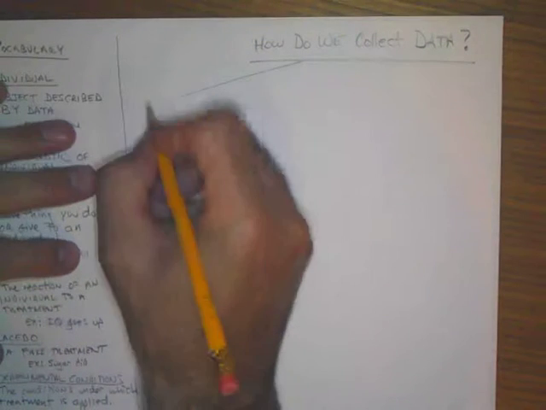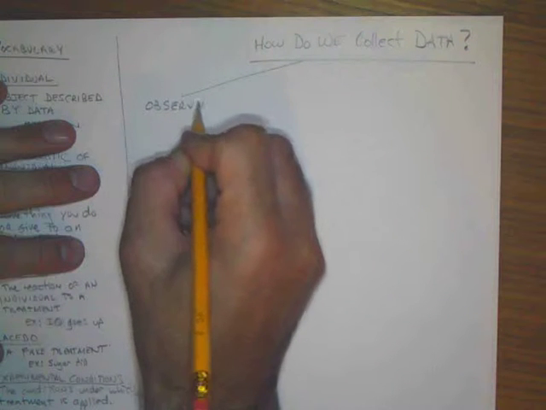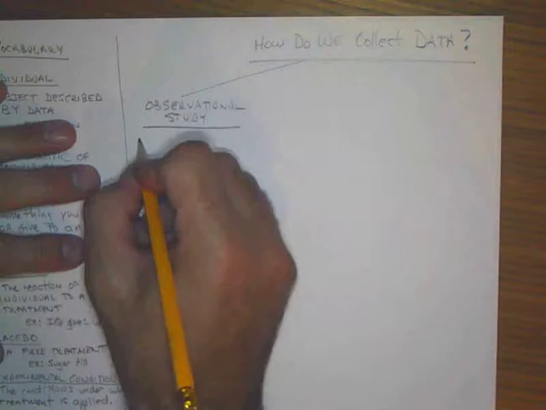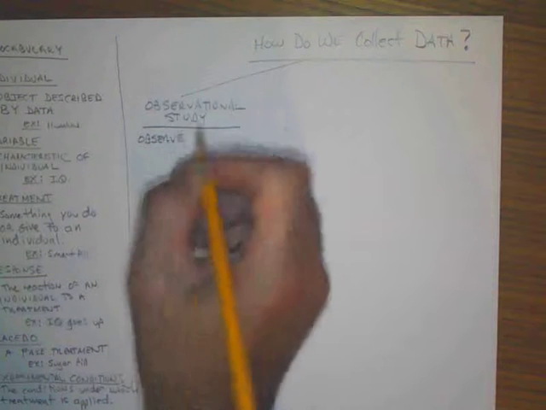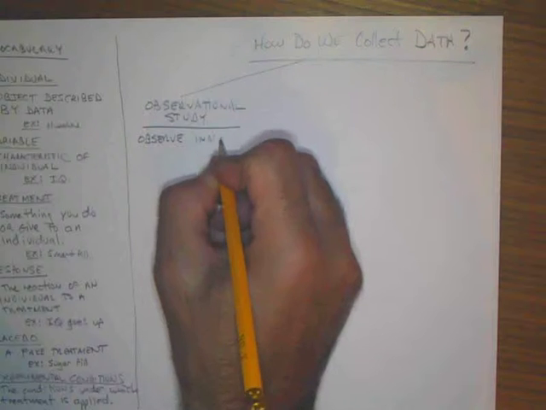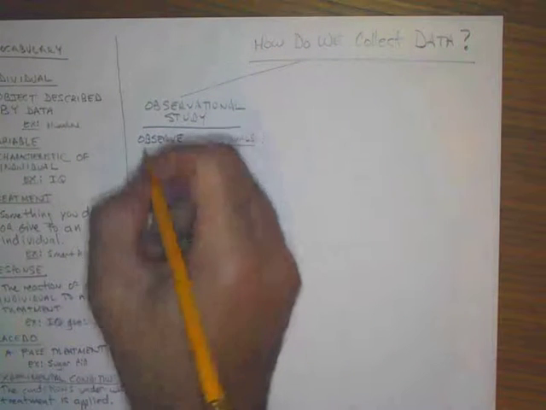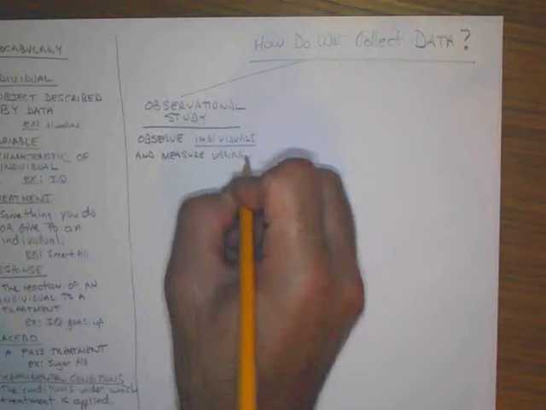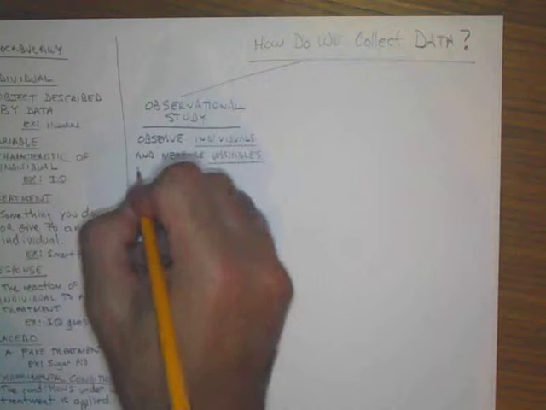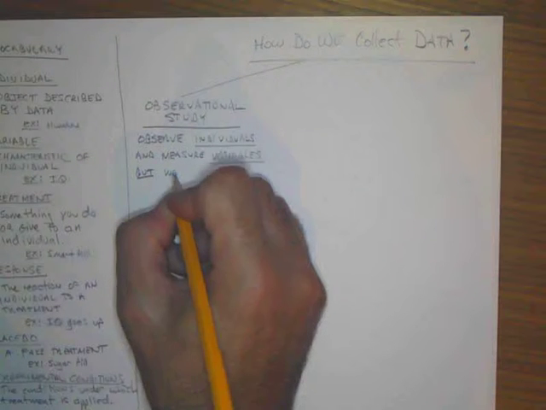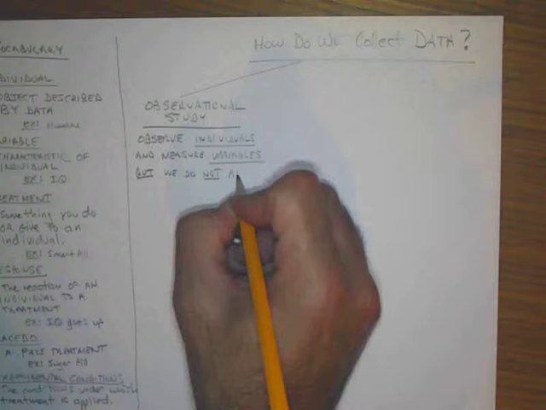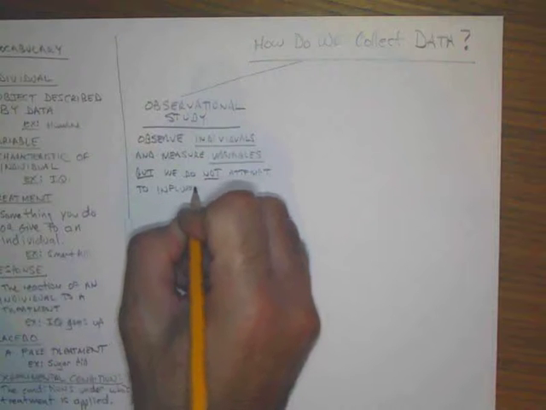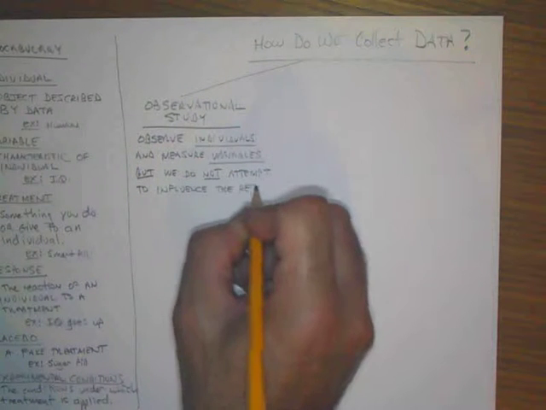Well, it turns out there's a bunch of different ways. The first way is called an observational study. And what we do is we observe or look at individuals and we measure variables, but here's the key thing: we do not attempt to influence the response.